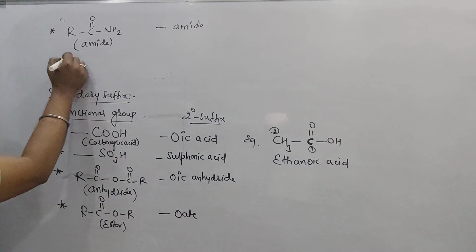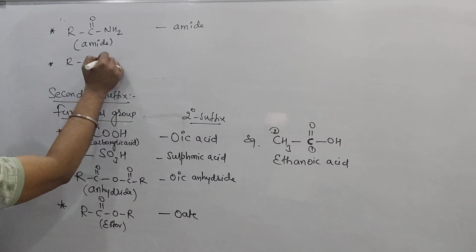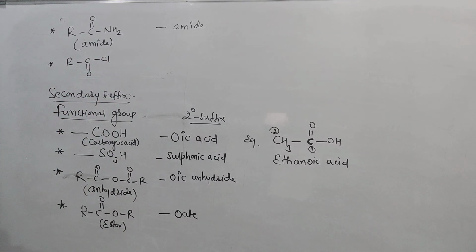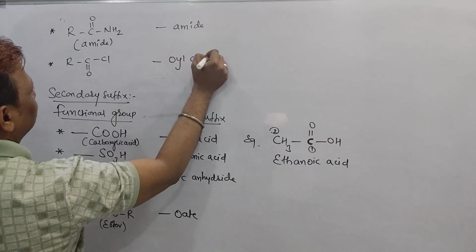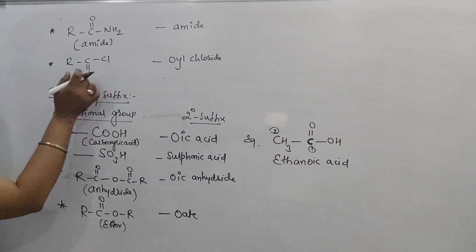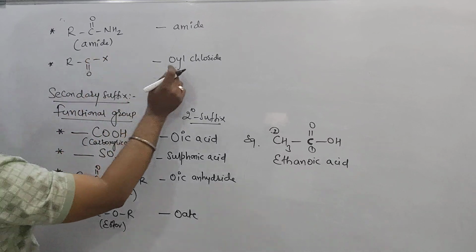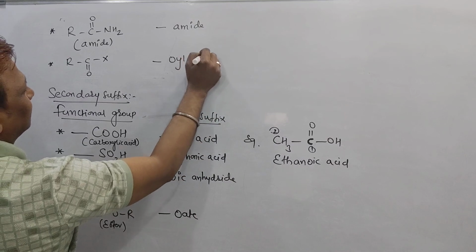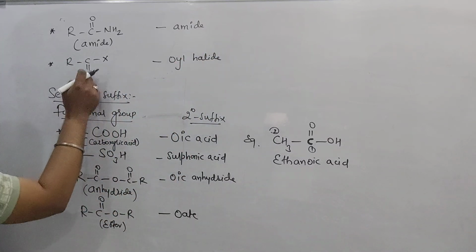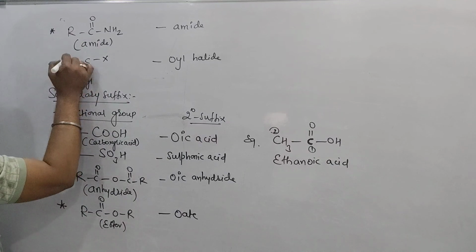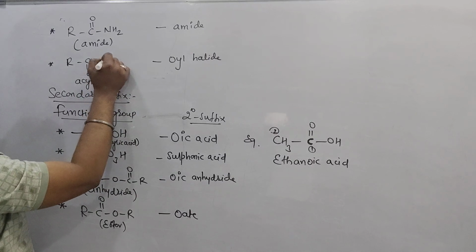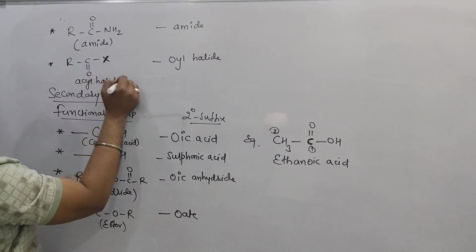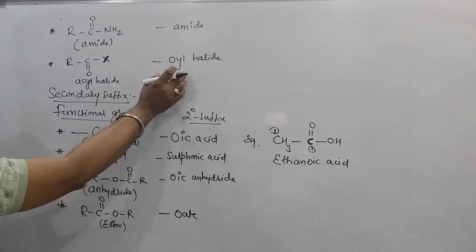But one more is given, that is an acyl halide, RC double bond OCl. It will be called an acetyl halide or acyl halide, and we can add the secondary suffix "oyl". If Cl is there, you should write "chloride". But the name is acyl halide. If I write X here, then the name will be acyl halide, or "oyl halide". Remember, RC double bond O is called acyl, and X is called halide. So acyl halide can be written as "oyl halide". That is the secondary suffix.